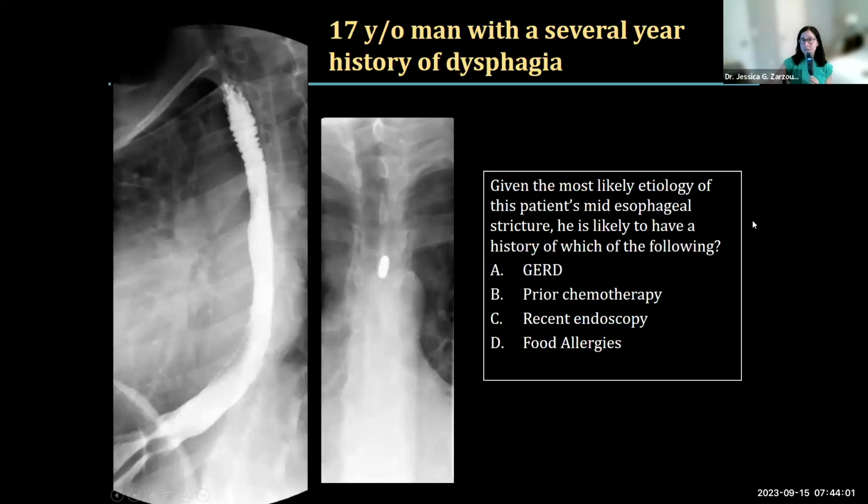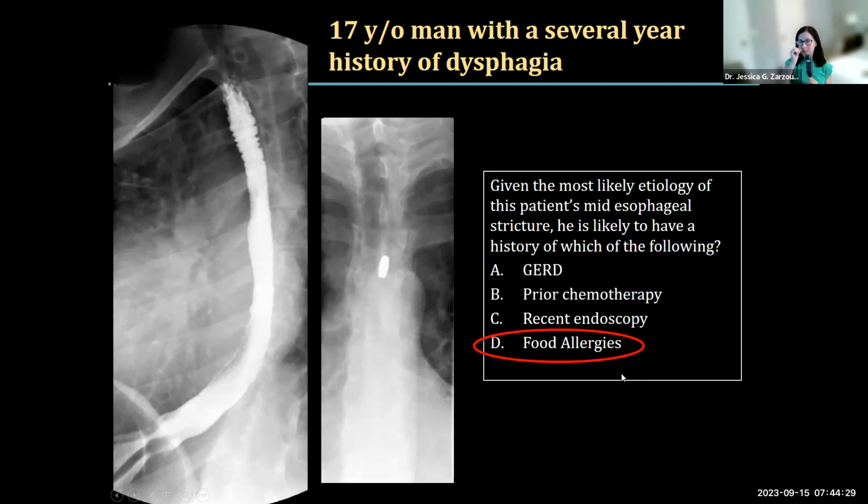This is a 17-year-old man who had a history of dysphagia for several years. So here in the upper esophagus, we have this kind of area of narrowing that is subtle, but we can certainly see these rings in this thoracic esophagus. When we gave the barium tablet, it did become obstructed at this level. And so this is a picture of eosinophilic esophagitis.